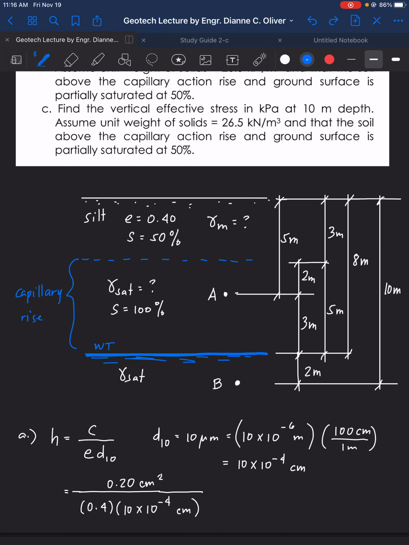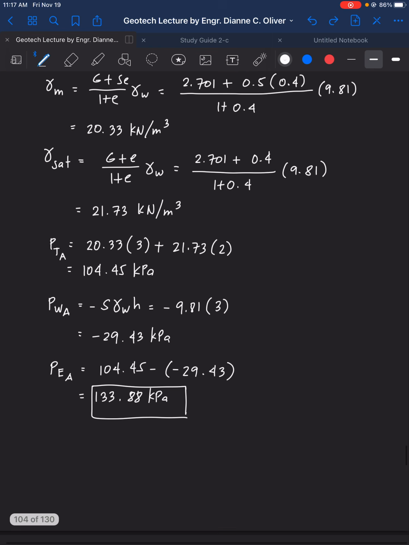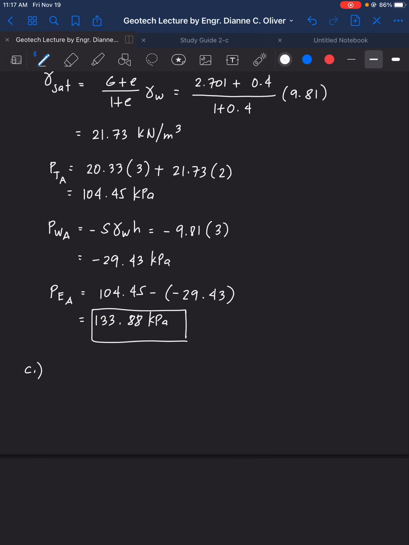So again, let's remind ourselves. If we are taking gamma m, we put it as itself. For gamma sat, when it's located in the capillary rise, put it as is. But as for the gamma sat submerged, we reduce the gamma of water. So it's something to remember. Let's go here. Letter C.